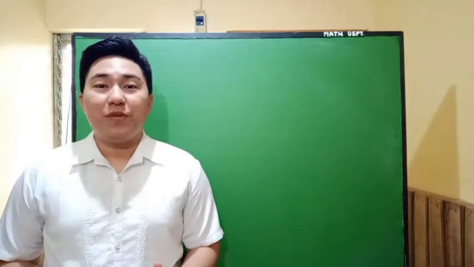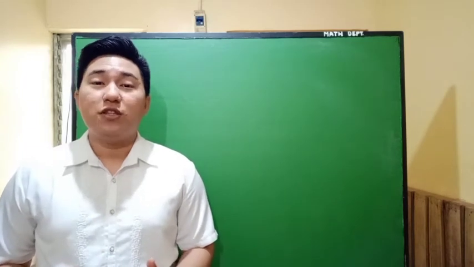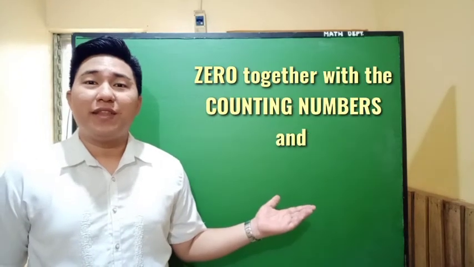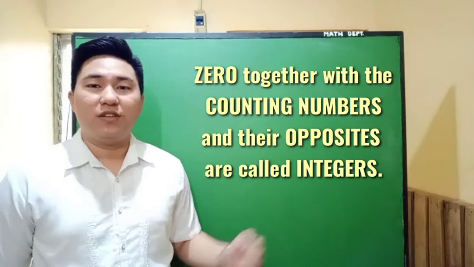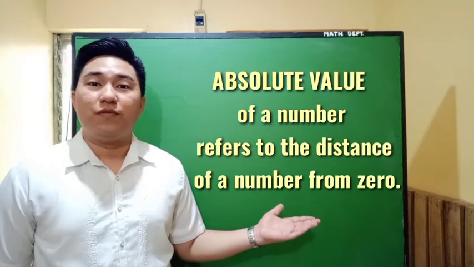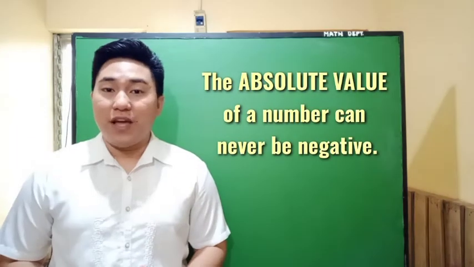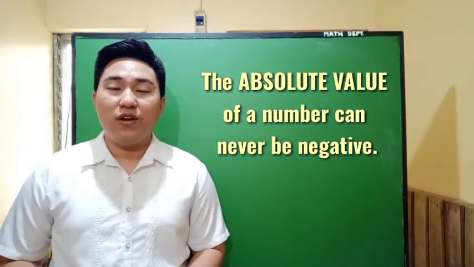Before we proceed to our main lesson, let's recall first the definition of an integer and the concept of absolute value of a number. 0, together with the counting numbers and their opposites, are called integers, while the absolute value of a number refers to the distance of a number from 0. Therefore, the absolute value of a number can never be negative. It is either equal to a positive number or 0.